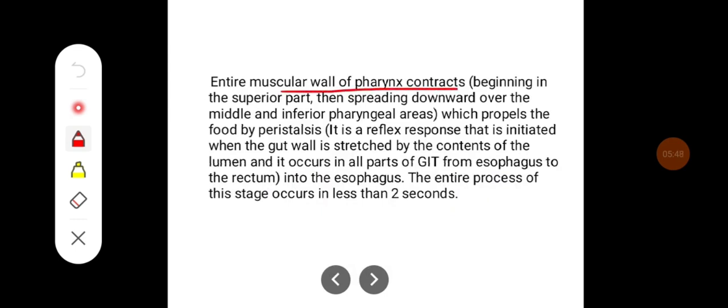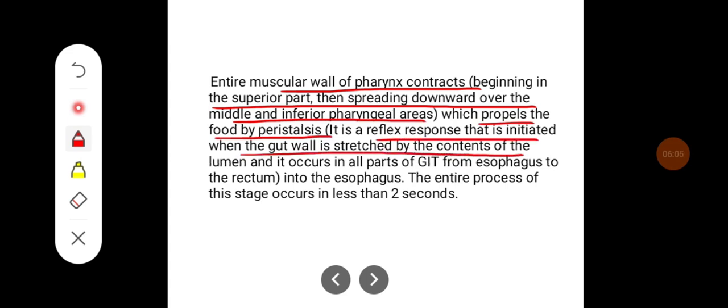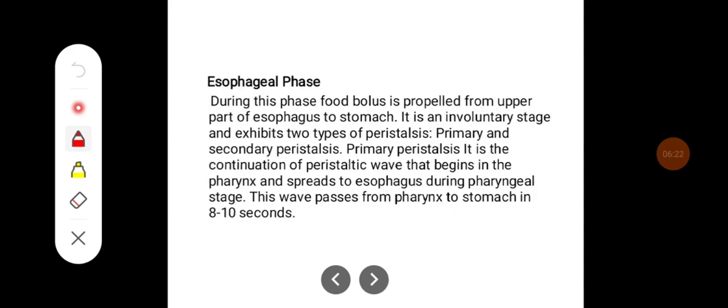The entire muscular wall of the pharynx contracts, beginning in the superior part, then spreading downward over the middle and inferior pharyngeal areas, which propels the food by peristalsis. That is, it is a reflex response that is initiated when the gut wall is stretched by the contents of the lumen, and it occurs in all parts of the GIT from the esophagus to the rectum. And ultimately food is brought to the esophagus. The entire process of this stage occurs in less than 2 seconds.